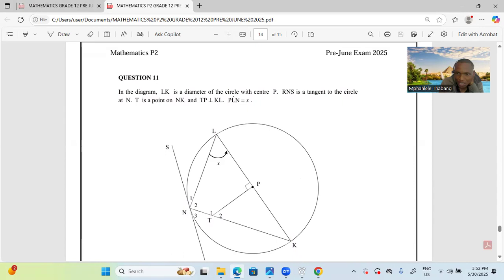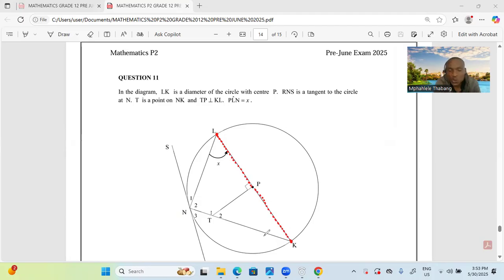So when they give you the diameter of a circle, you should look for the angle which is 90 degrees. You look for the angle which is subtended by the diameter. So let us look at the diameter LK in the diagram. We've got a straight line from L. Now this straight line from L passes through the center P. So this is my diameter LK.